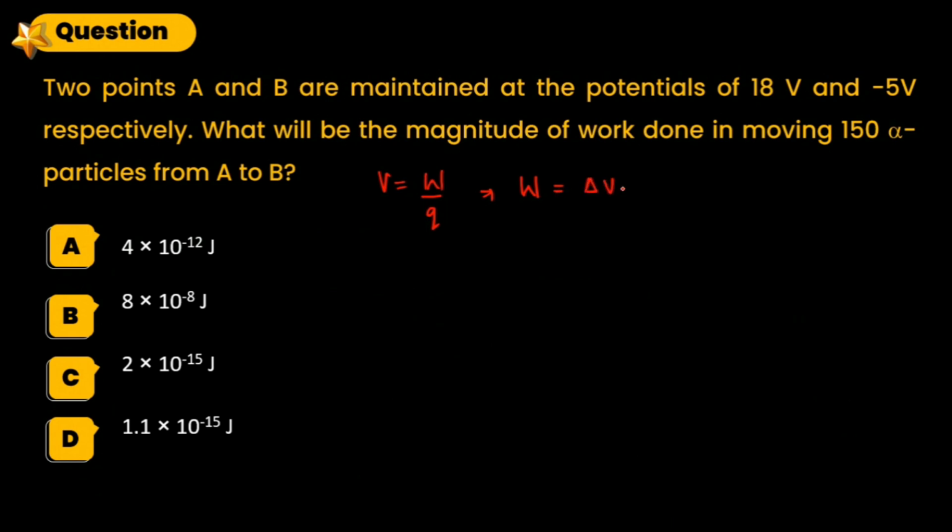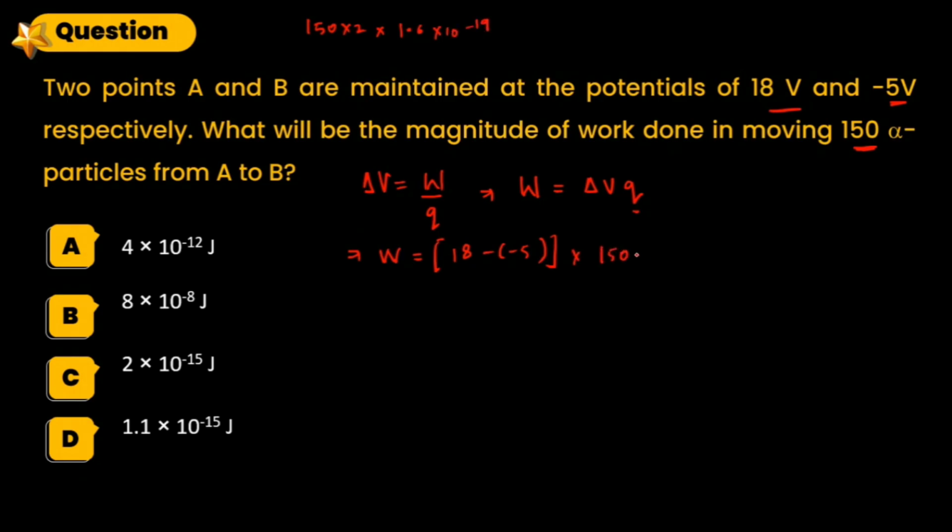The question asks for the work done in moving a charged particle from A to B. So it is going to be delta V times Q, because whenever we are talking about potential, we are talking about change. So work done can be written as delta V times Q. What is delta V? Higher to lower potential, so we simply subtract the two values and get 18 minus 5. Now, what is the total charge? 150 alpha particles. The charge of one alpha particle is twice the charge of a proton. So 150 times 2 times the charge of a proton, which is 1.6 times 10 to the power minus 19.